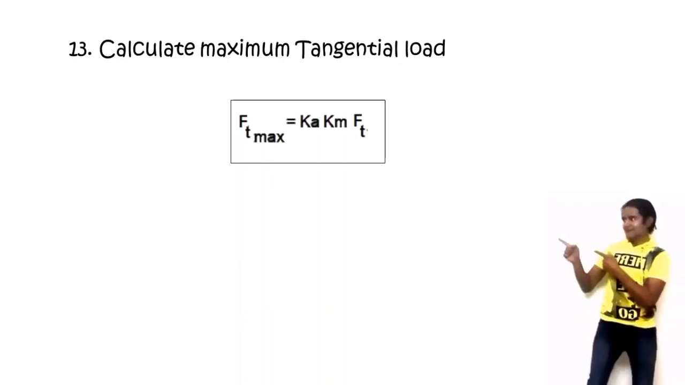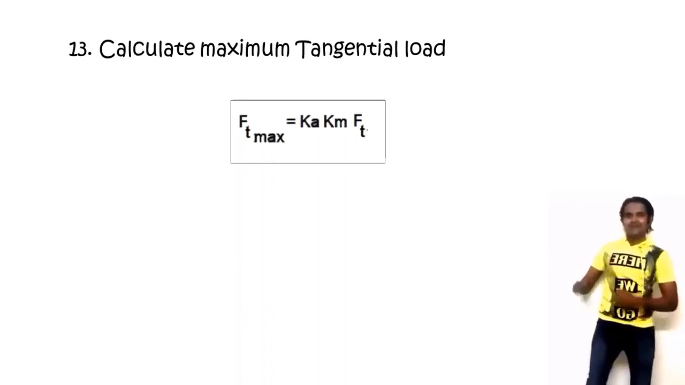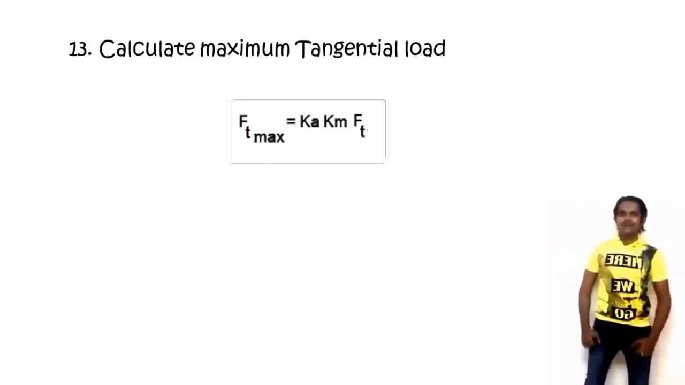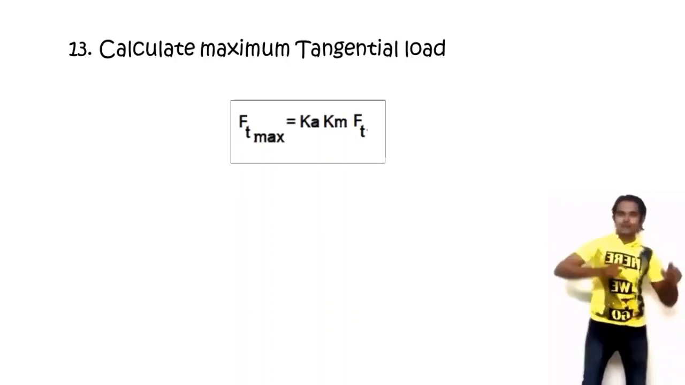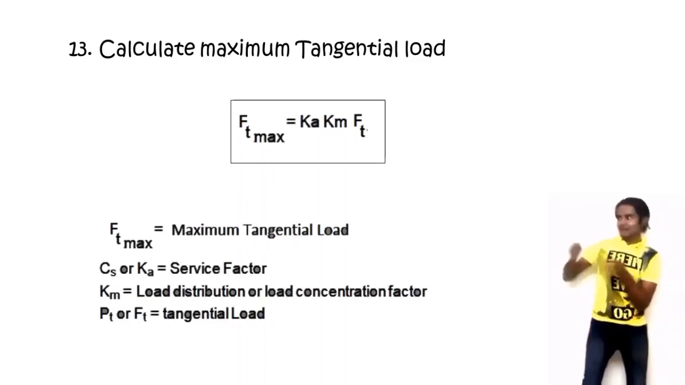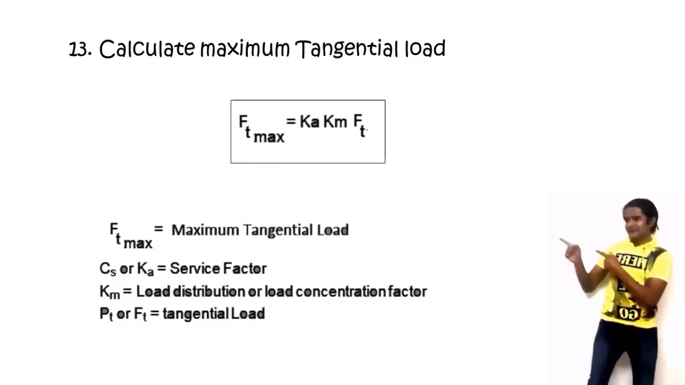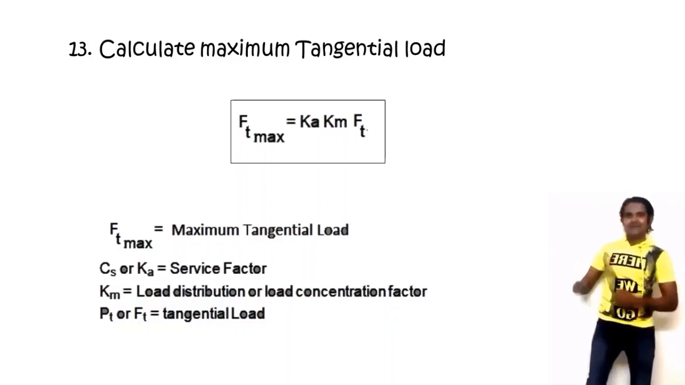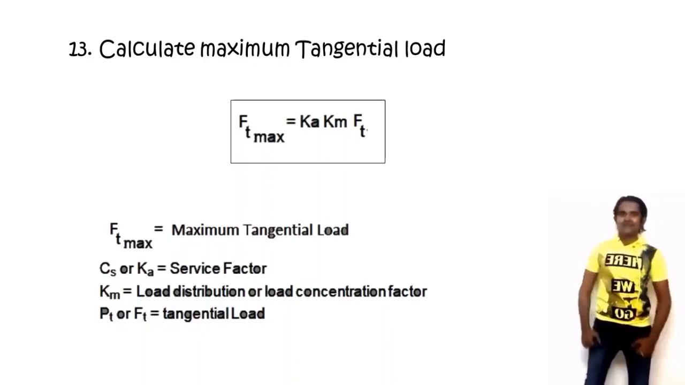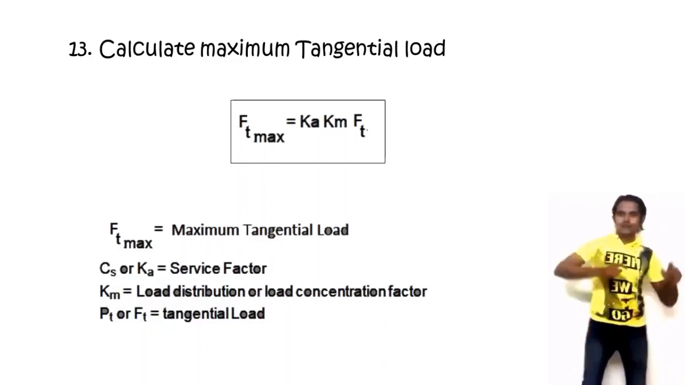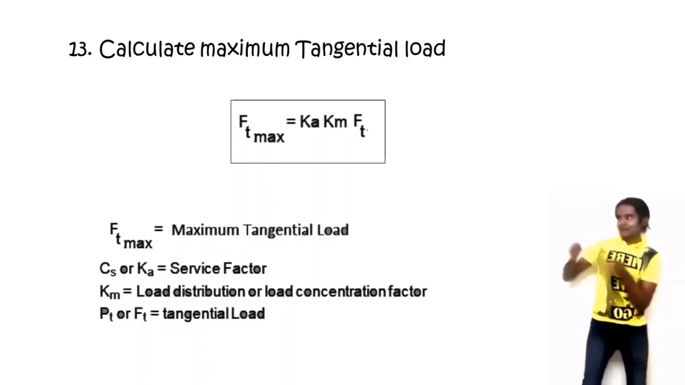13th step is to calculate the maximum tangential load. Maximum tangential load PT max or FT max is K Km into FT. You know K or CS is the application or service factor. Km is the load distribution or load concentration factor, and FT or PT is the tangential load. So FT max or PT max you can find out on the basis of this formula. So the 13th step is to calculate the maximum tangential load.